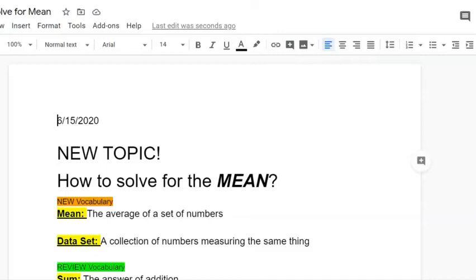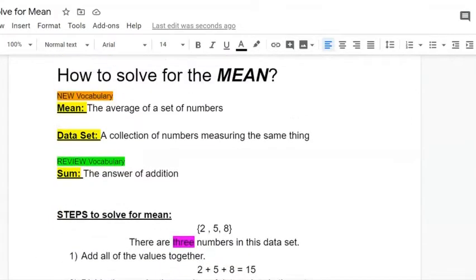Let's review how to solve for the mean. We're looking at the mean, which is the average of a set of numbers. A data set is a collection of numbers measuring the same thing, and often when you see a set, you will see these symbols right here. We call them curly brackets. A sum is the addition of numbers. You already knew that, but I just wanted to review it.